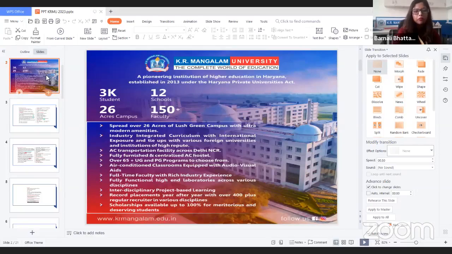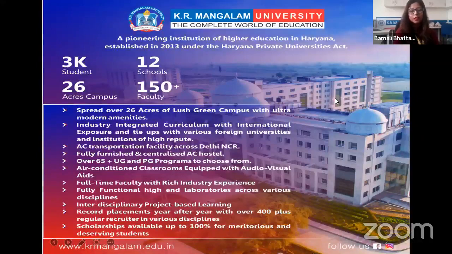In the meantime, I would like to talk a bit about our university and what makes us so unique from the other universities of Delhi NCR and globally. As you can see in this slide, we have 12 schools spread across a large green campus. We have more than 4,000 students now, and here we inculcate a multidisciplinary approach.